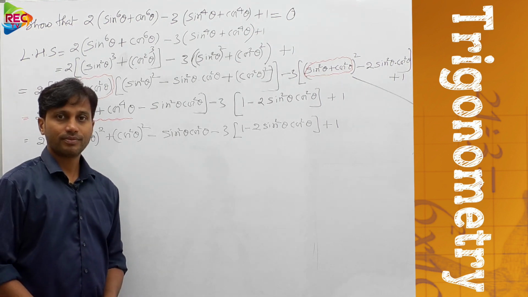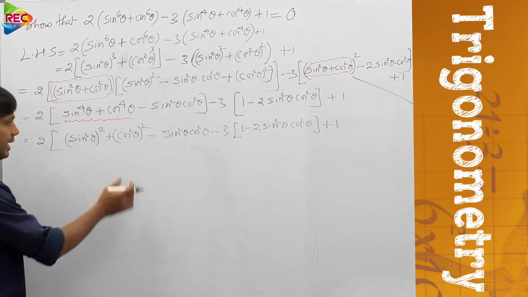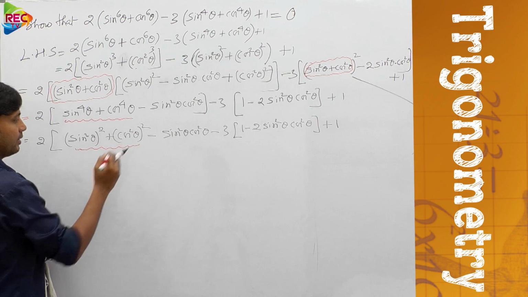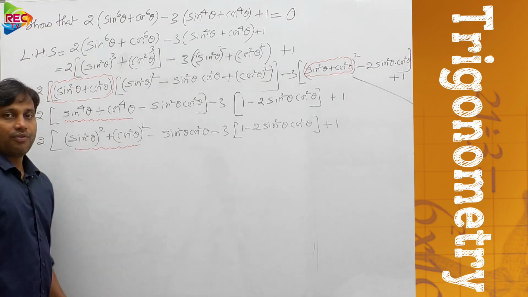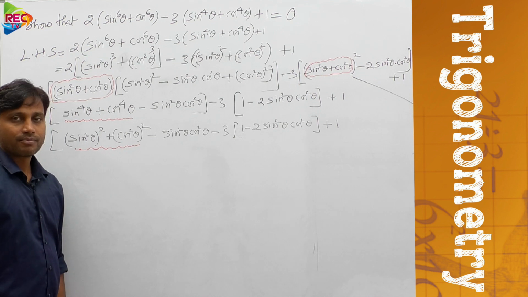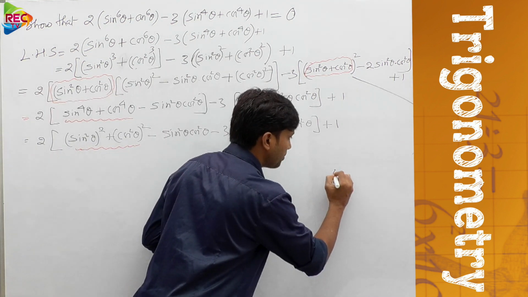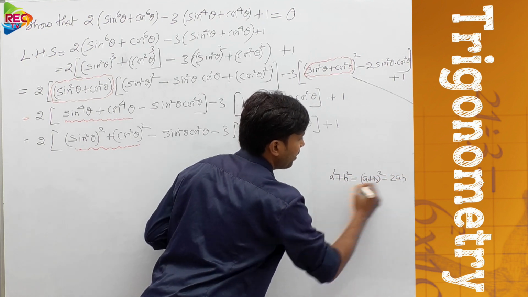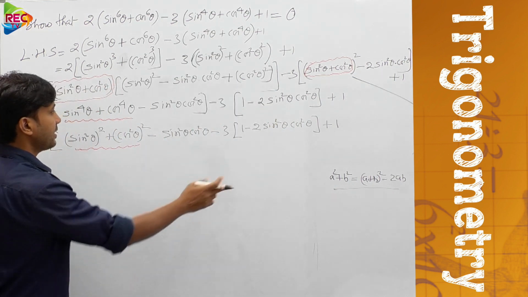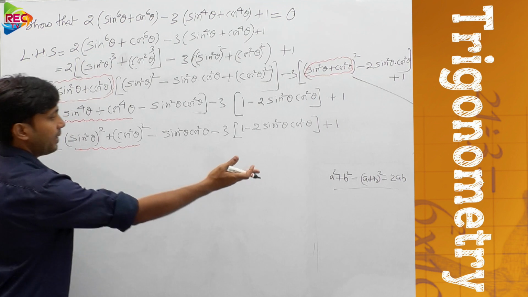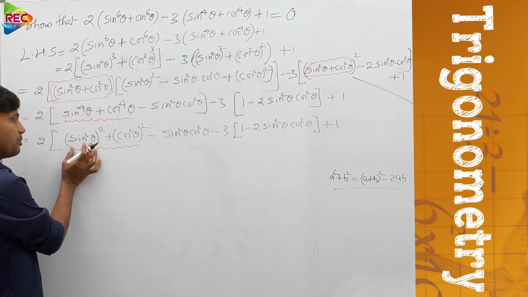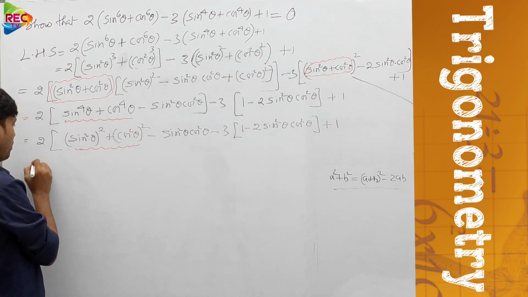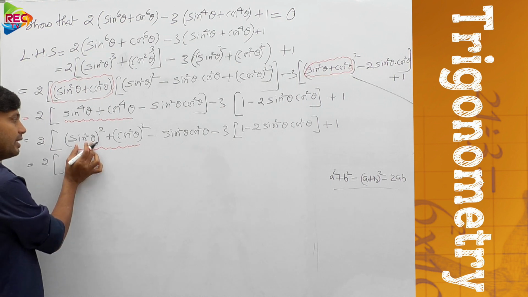I think you understood. Okay, now again, consider these two. What form are these in? Yes. These are in the form of a square plus b square again. What is the form of a square plus b square? How can we write that? A plus b whole square minus 2ab or not? Exactly. So we can write this as a plus b whole square minus 2ab. So what is a plus b whole square again? Sin square theta is a and cos square theta is b. So therefore we can write this as 2 into a plus b whole square.